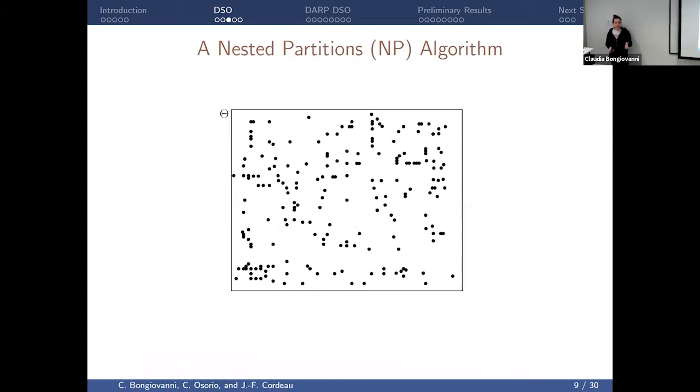So I'll give you an example of nested partitions, I think is the best way to go. Suppose that we have the entire feasible region. This is theta here, and all the points that you see here is a routing solution. It's an MILP solution. Now, what nested partitions does is that it starts by providing a partition, so a split of these two solutions based, for example, on a decision variable.